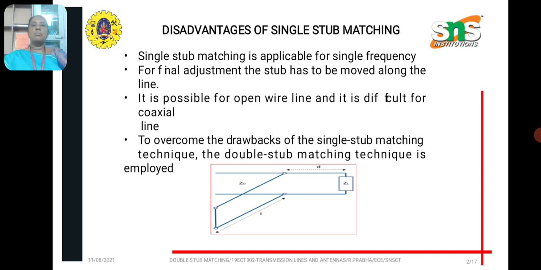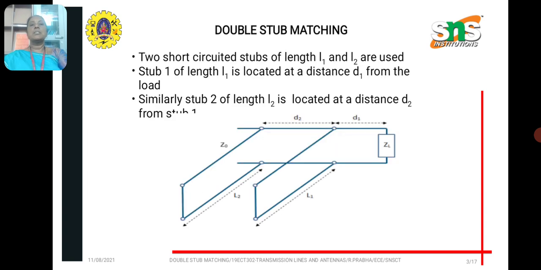There are some disadvantages of single stub matching we have discussed in the previous video. Single stub matching is applicable for only one frequency. For final adjustment, the stub has to be moved along the line, which is possible for open wire line but difficult for coaxial line. To overcome these drawbacks of single stub matching, we go for another method called double stub matching, which is employed in a transmission line to achieve impedance matching.